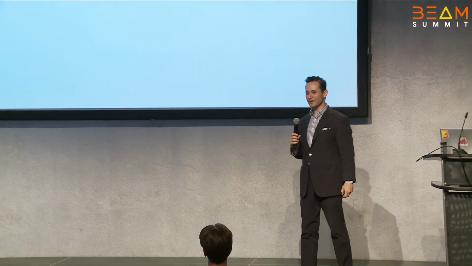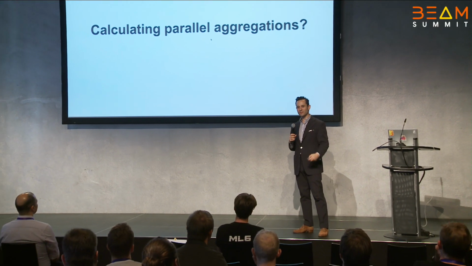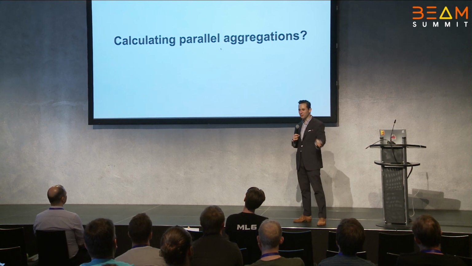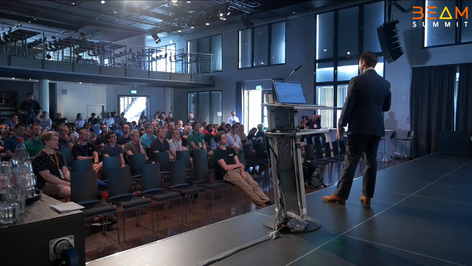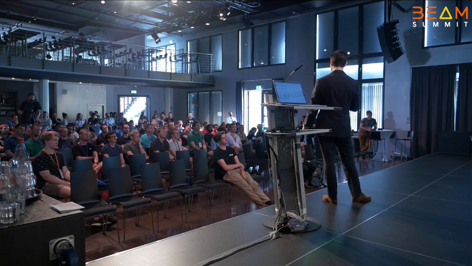So another example, let's say you're calculating parallel aggregations. I'm reading in one PCollection, and I want to calculate a sum, I want to calculate a count, maybe a histogram. How do I do that in Beam? Well, again, there's a way to do it. There's a transform called CompositeCombine that you can pass multiple combiners to. And again, it's not great.